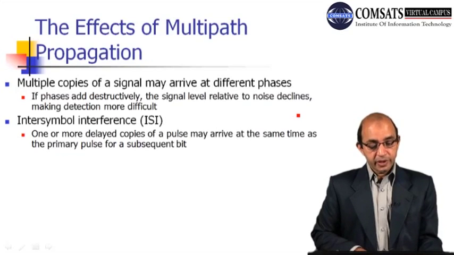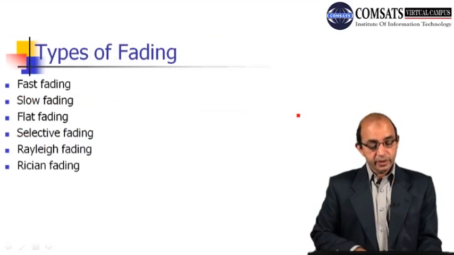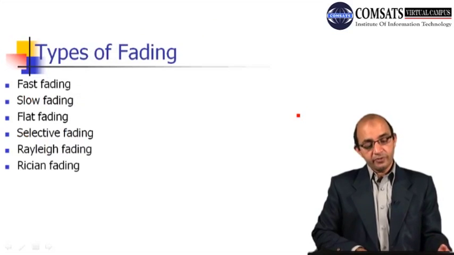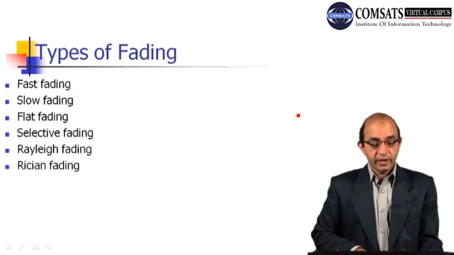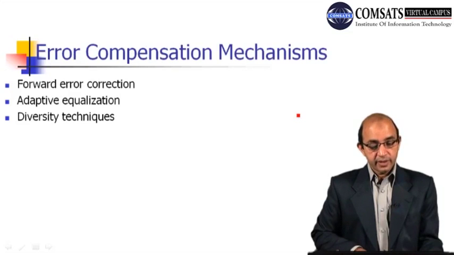In multipath propagation, multiple copies of a signal may arrive at different phases. So we can receive the signal with different phases, right? So then we have intersymbol interference. Copies of the pulse may arrive at the same time as the primary pulse for a subsequent bit, right? So here we have different types of fading: fast fading, slow fading, and then flat fading, selective fading, Rayleigh fading, and Rician fading, right?